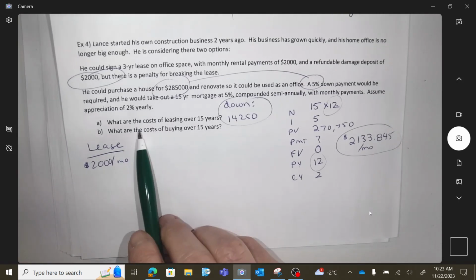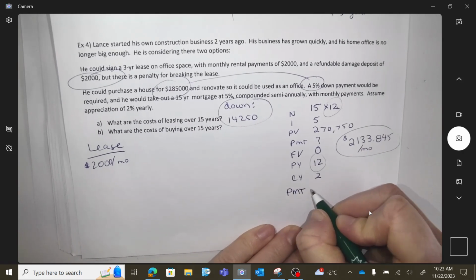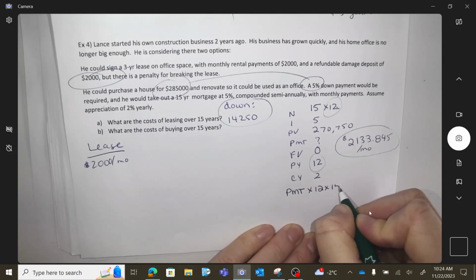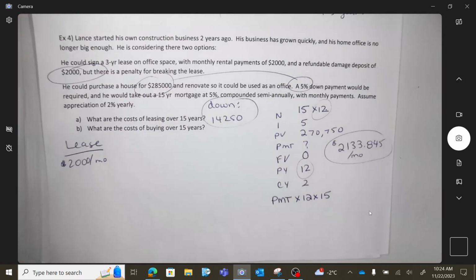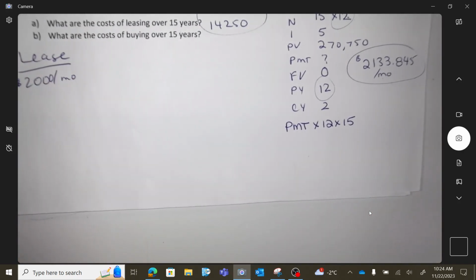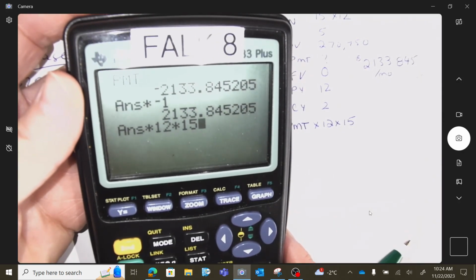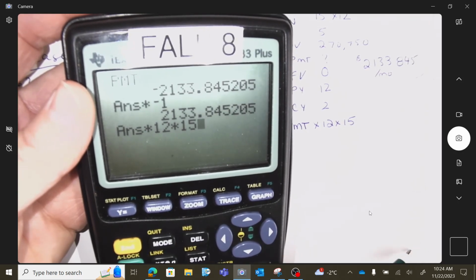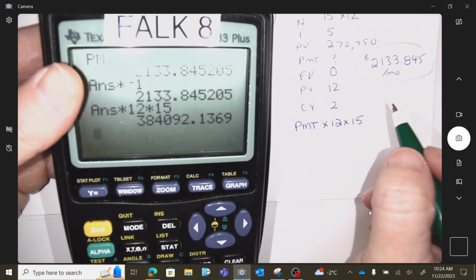Okay, ready? What are the costs over the 15 years? So let's go the payment times 12 times 15. So copy and paste it, times it by 12 every month for 15 years. So I did a copy paste, I did a times by -1, so it's always negative, right? We're matching.